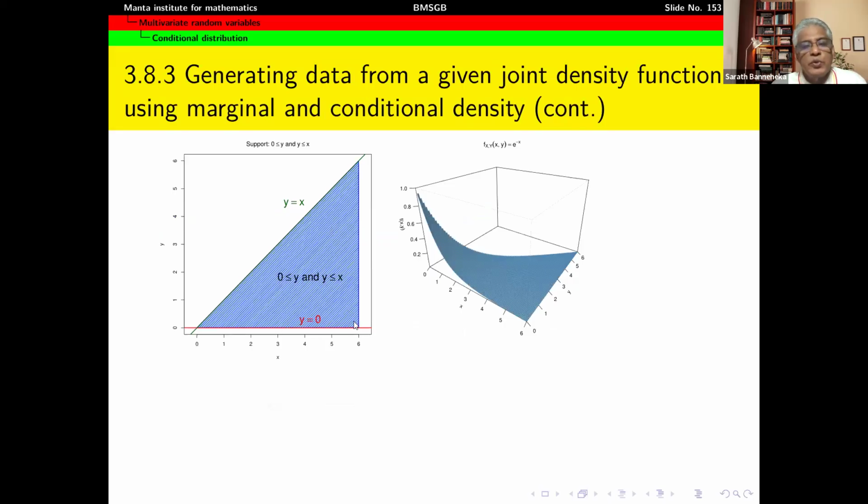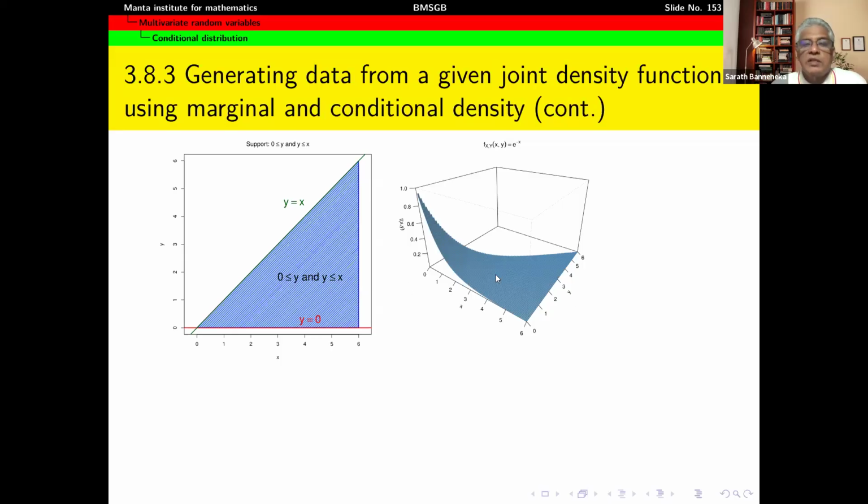The support goes up to infinity in the x-axis and goes up to infinity in the y-axis, but restricted by this y is equal to x line. We are considering the y less than or equal to x region. That is our support, right? Even though it looks like it is ending at 6 here, it's not like that because we cannot draw the graph until infinity. I have selected a certain region, but remember, it's going up to infinity.